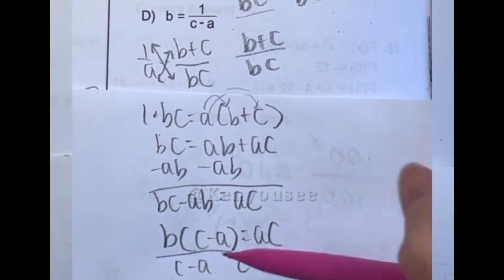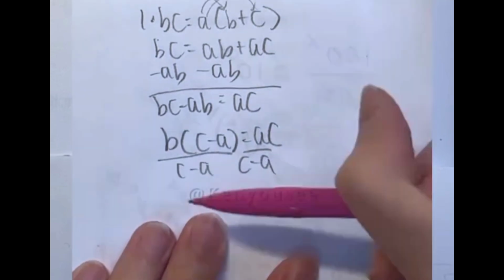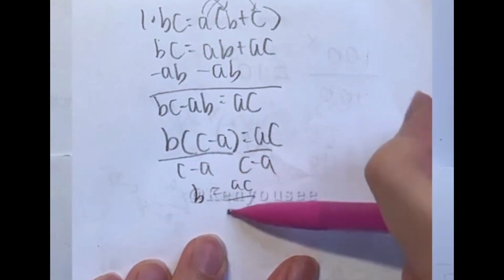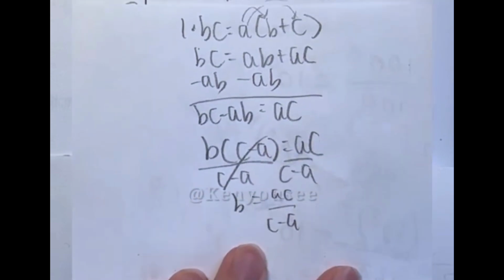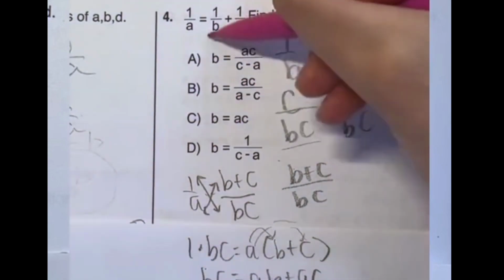And finally, the last step is to divide both sides by c minus a because we want b alone. And that is going to be our answer. b is equal to ac over c minus a. And so the answer is going to be A.